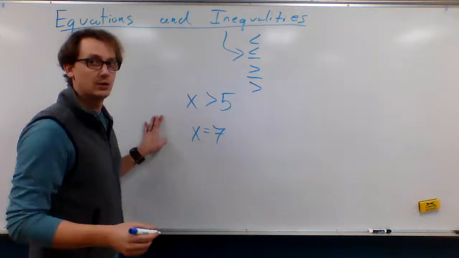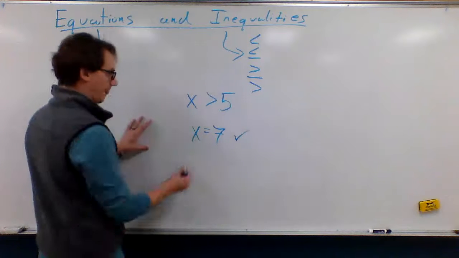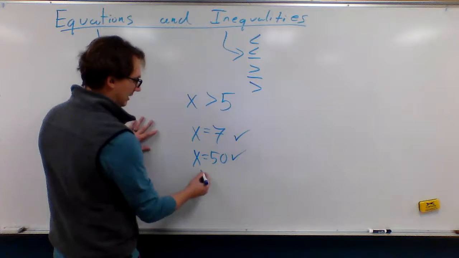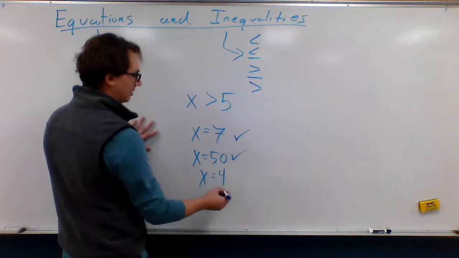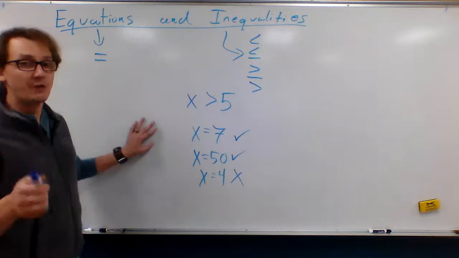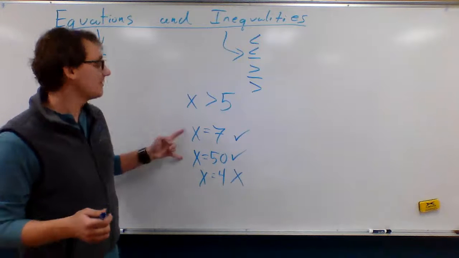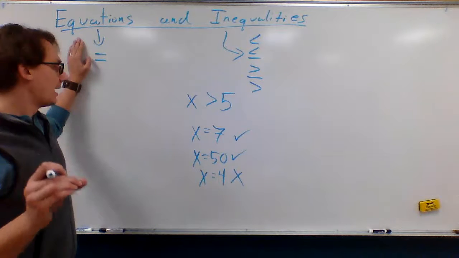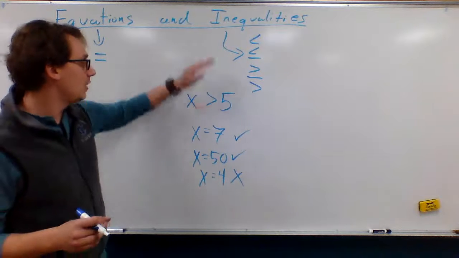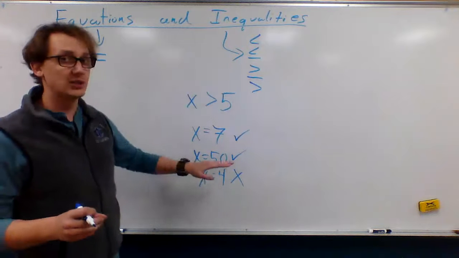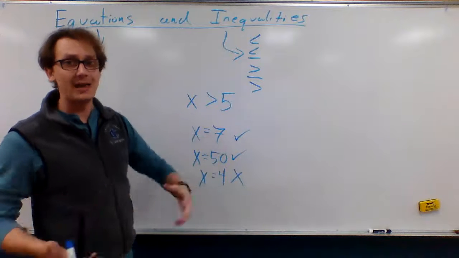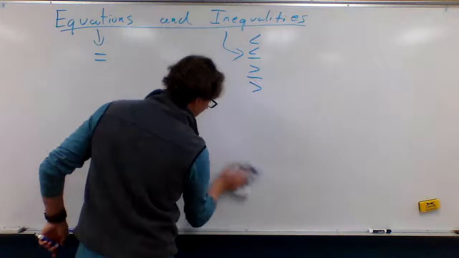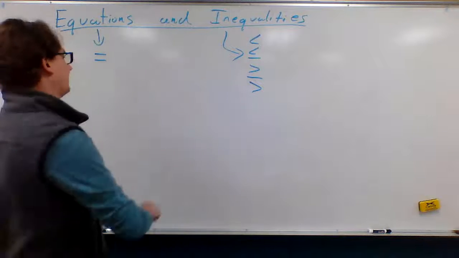Is that a solution? Yes, it is. Is x equal 50 a solution? Yes. Is x equals 4 a solution? It is not, because 4 is not bigger than 5, and both 7 and 50 are. So with equations, we were just checking that one number. But at the end of this, after we do all the math, it's going to look just a little bit different because there are going to be so many possibilities. So let's try a couple of these together.